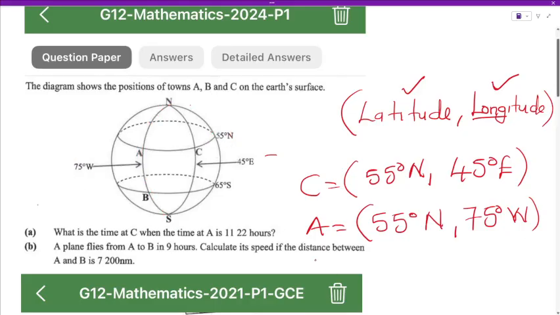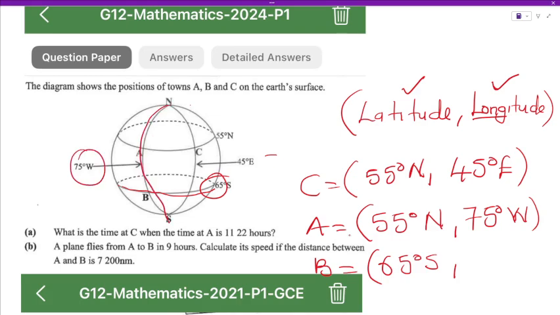How about point B? What are the coordinates for B? Point B is this one here, right where these two lines are meeting. What is the latitude for that one? This one is 65 south. So I'll say 65 south, comma, what is the longitude? The longitude is this one here, which is 75 west. So I'll say 75 west. So that is how you identify points.